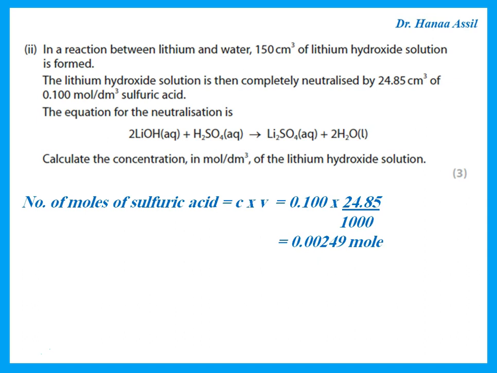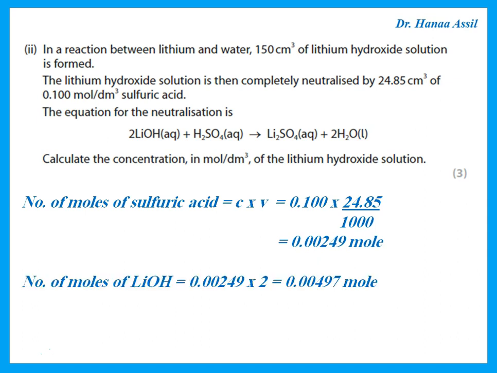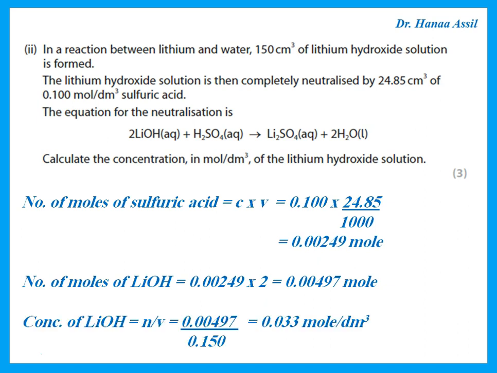As you can see, the equation says 2 of lithium hydroxide reacts with 1 of sulfuric acid. So that means that the number of moles of lithium hydroxide will be twice what we have. Then he's asking for what? Concentration. Concentration is number of moles over volume. Again, the volume of lithium hydroxide is 150. I divide by 1,000 before I put it into the equation.